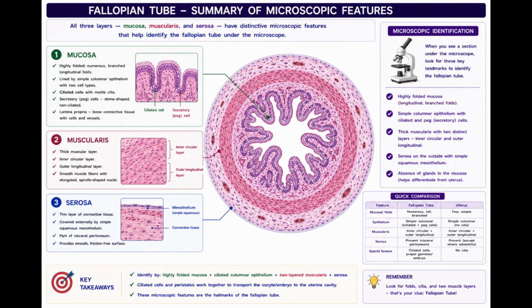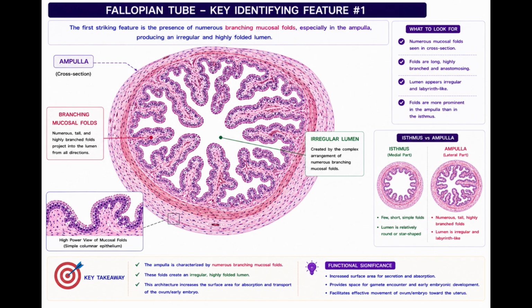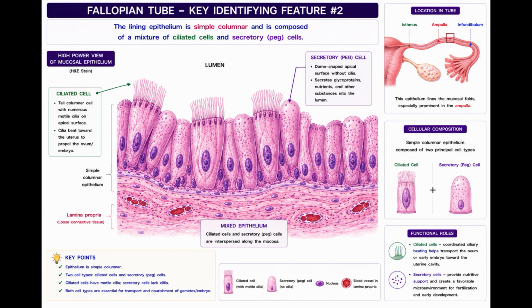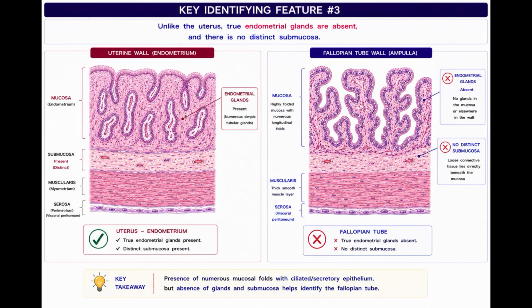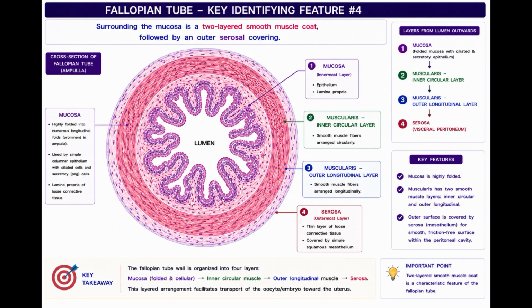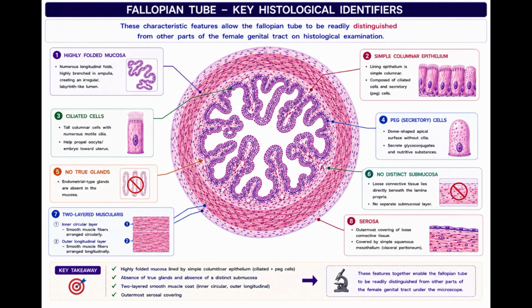Now that we have studied all 3 layers, let's summarize the microscopic features that help identify the fallopian tube under the microscope. The first striking feature is the presence of numerous branching mucosal folds, especially in the ampulla, producing an irregular and highly folded lumen. The lining epithelium is simple columnar and is composed of a mixture of ciliated cells and secretory, or PEG, cells. Unlike the uterus, true endometrial glands are absent, and there is no distinct submucosa. Surrounding the mucosa is a 2-layered smooth muscle coat, followed by an outer serosal covering.